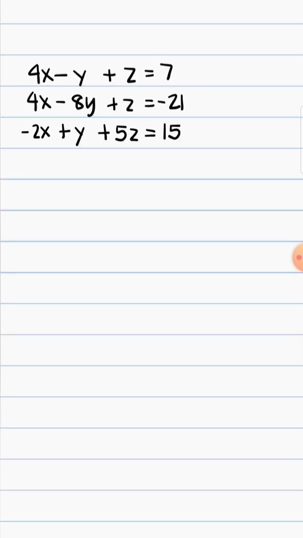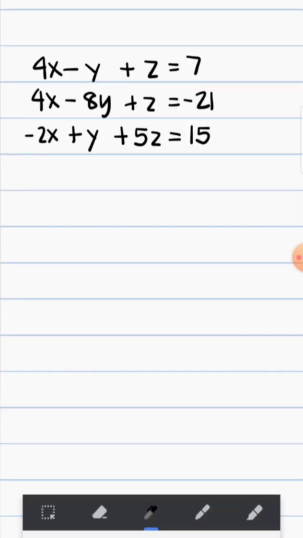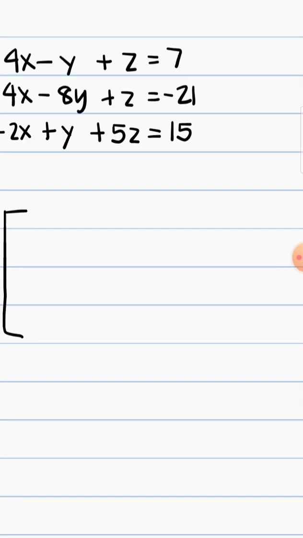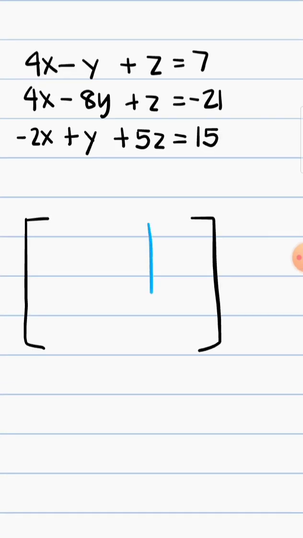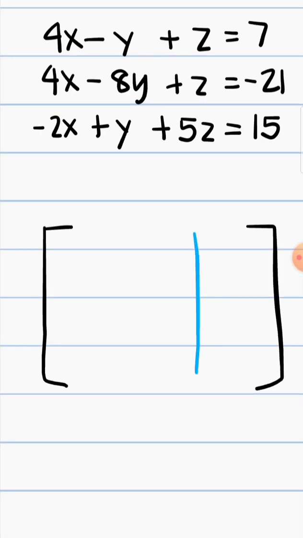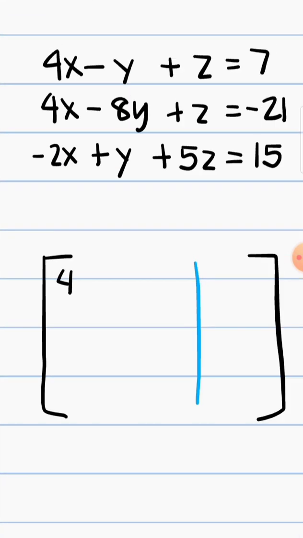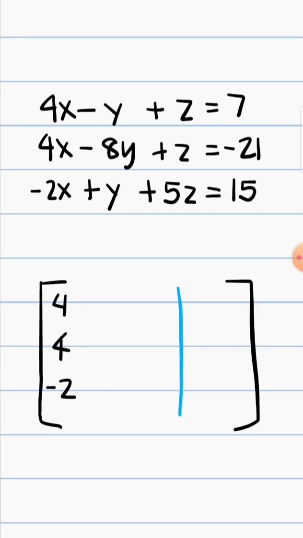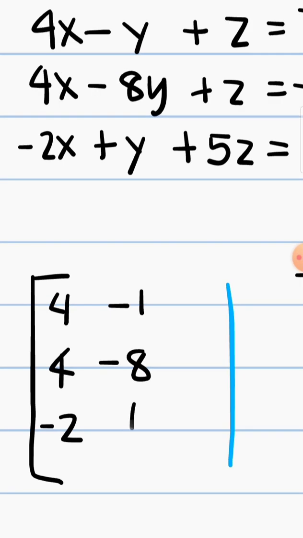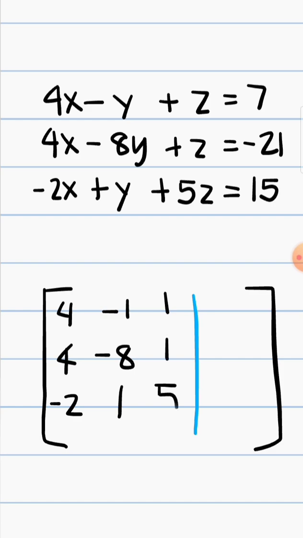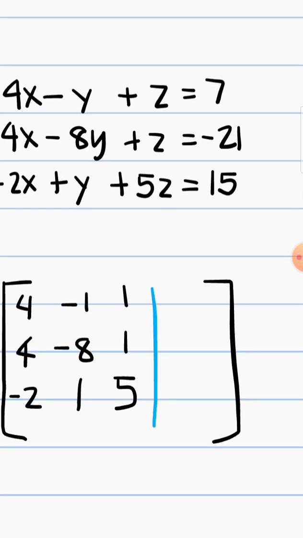So sa row pivoting, ingani ang ato nga una nga buhaton. Ato ra i-convert ang given equation into matrix form. So diri siya ang ato ibutang is the coefficients: 4, negative 2, negative 1, negative 8, 1, 1, 1, and 5. And then the constants: 7, negative 21, and 15.